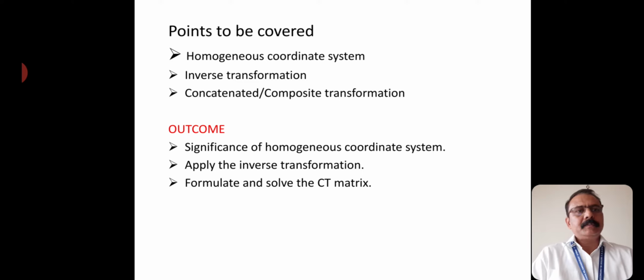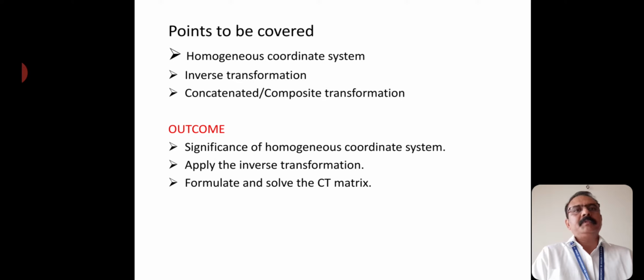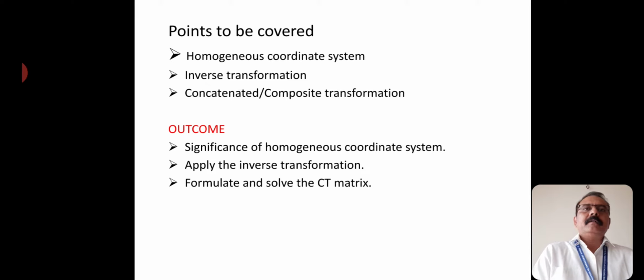In the last two videos, we have covered the introduction part of computer graphics, CAD, CAM, and then various transformations like translation, rotation, scaling, reflection, and mirror transformation. Today in this video, we are going to cover the following topics: homogeneous coordinate system, that is, the significance of homogeneous coordinate system, then inverse transformation, and concatenated, or it is also called composite transformation.